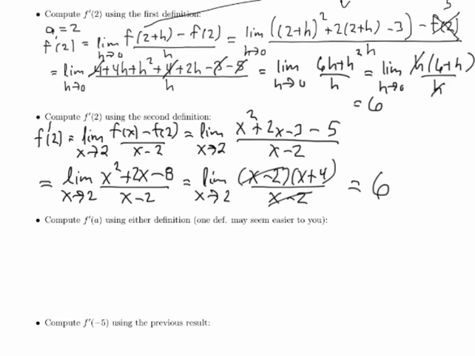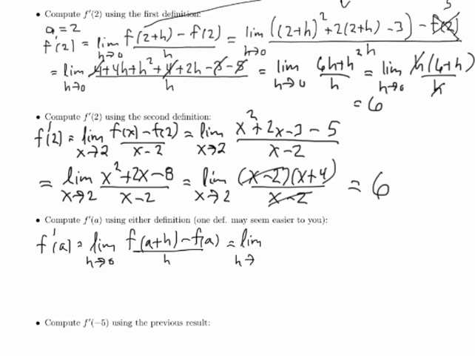So according to our definition, notice I'm not specifying a number for a here. I'm just leaving it, so I have f of a plus h. This is just a little more complicated than when we worked it through with a equals 2, but not much.